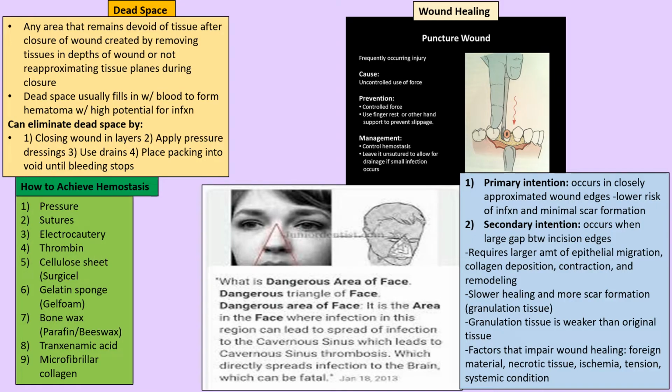The different ways of achieving the hemostasis: pressure, suture, electrocautery, thrombin, and the other ways you can see here, but pressure is the most primitive or the initial method to achieve hemostasis.